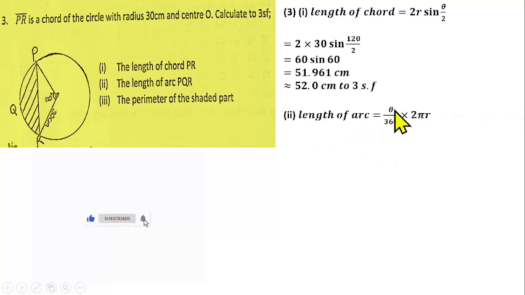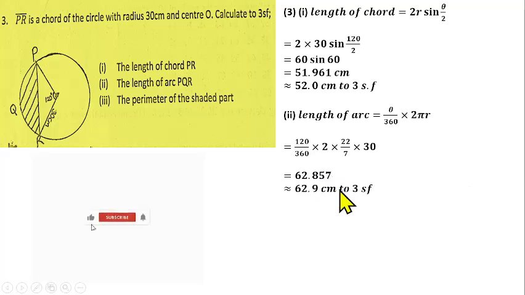Length of an arc is theta over 360 times 2 pi r, where theta is the angle that the arc subtends at the center, which is 120. If you put that into the formula, you have 120 over 360 times 2 times 22 over 7, because pi is 22 over 7, times radius, which is 30. If you simplify that further, you have 62.857 centimeters. Then to 3 significant figures as well, you have 62.9 centimeters.